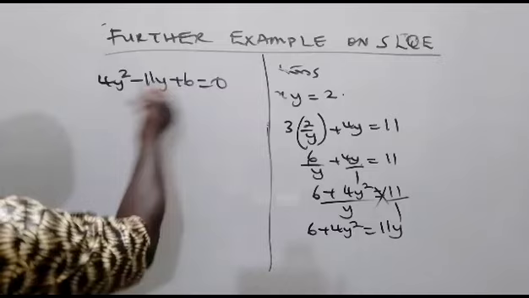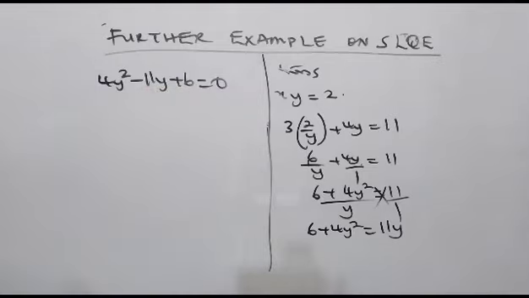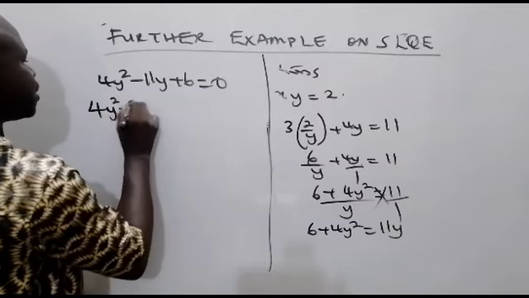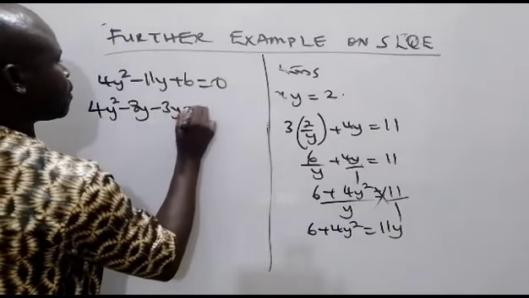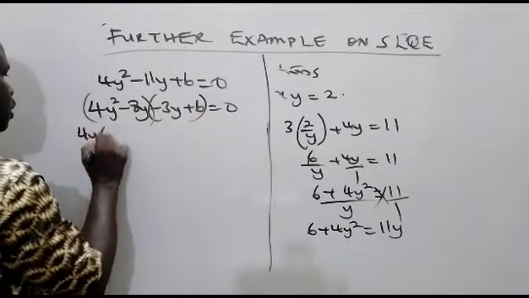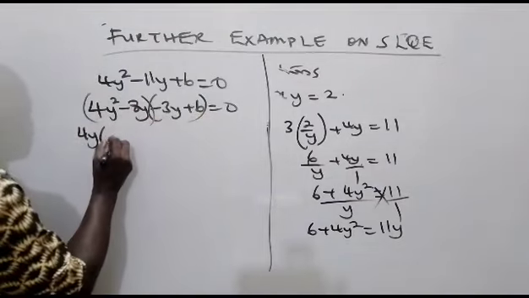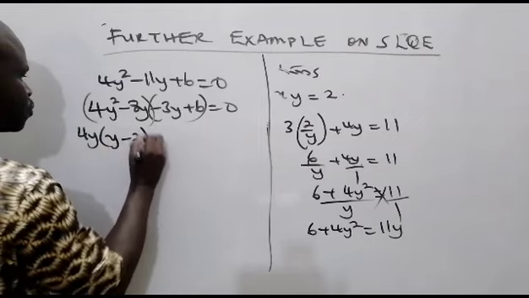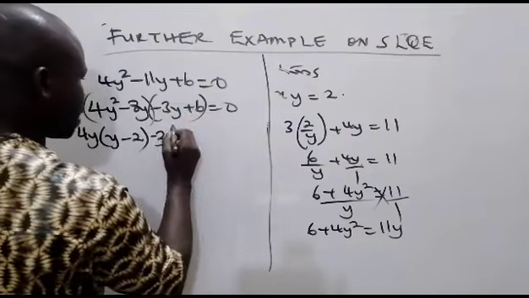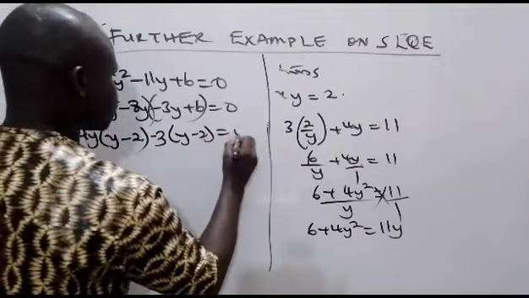Then from there, I can actually factorize this. So 4 times 6 is 24. What are the two factors of 24 that are going to give me minus 11? That will be minus 8 and minus 3. So I'm going to have 4y squared minus 8y minus 3y plus 6 equal to 0. So I do the grouping. 4y is common in the first bracket, so I'm going to have y minus 2. Then what is common here? Minus 3 is common. I'm going to have y minus 2.